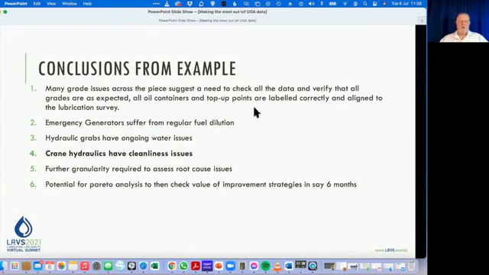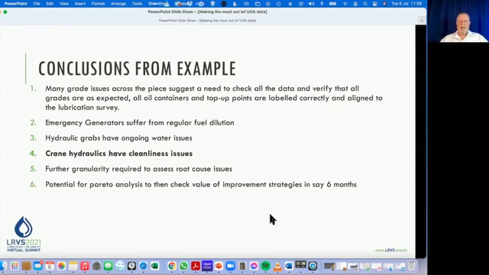The emergency generators suffer from fuel dilution. That's kind of expected, I suppose, but the data does prove it. We have ongoing water issues in hydraulic grabs. But the crane hydraulics, which is what I'm concentrating on here, have cleanliness issues across the piece. So we need to really dive into that and look at what that means. Possibly then do some assessment in a further 6 months to see what that comes out at.